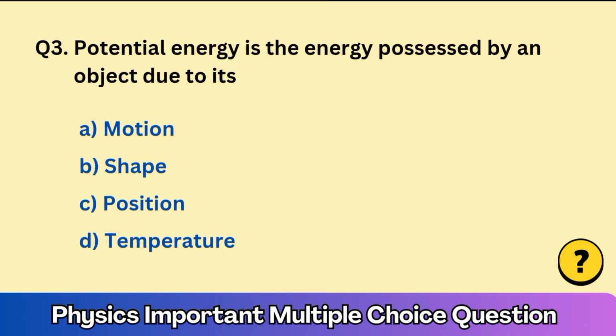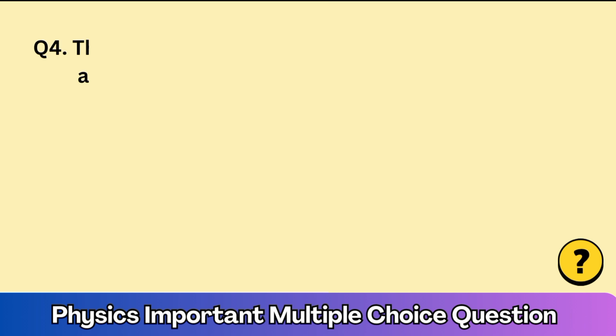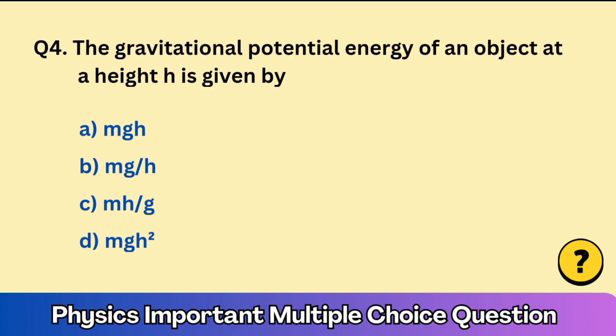Question number 3. Potential energy is the energy possessed by an object due to its. The right option is option C, position. Question number 4. The gravitational potential energy of an object at a height h is given by. Right option is option A, mgh.